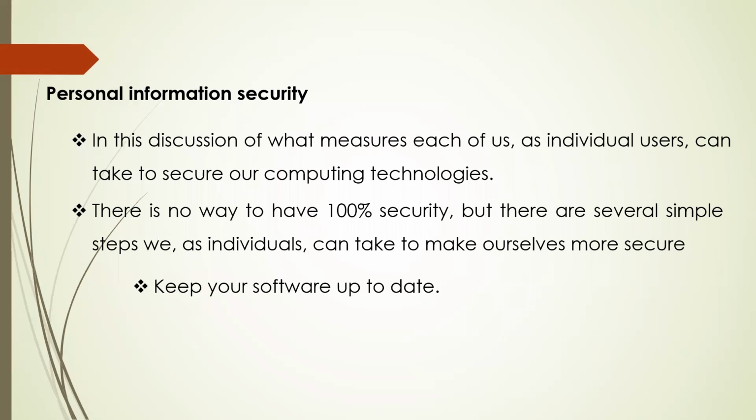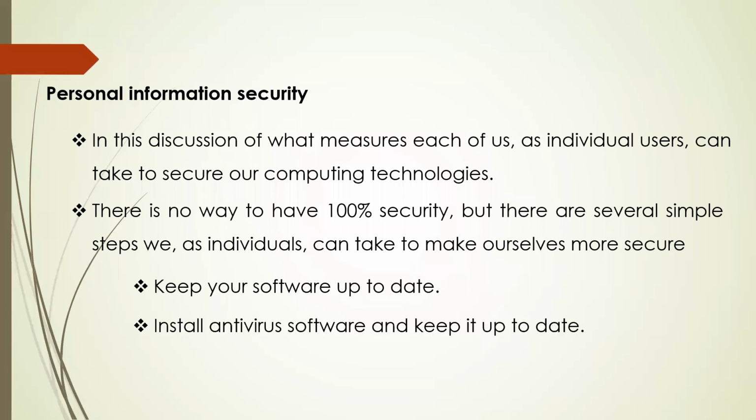Number one is to keep your software up to date. Whenever a software vendor determines that a security flaw has been found in their software, they will release an update that you can download to fix the problem. So turn on automatic updating on your computer to automate this process. Next is to install antivirus software and keep it up to date. There are many good antivirus software packages on the market today, including free ones.